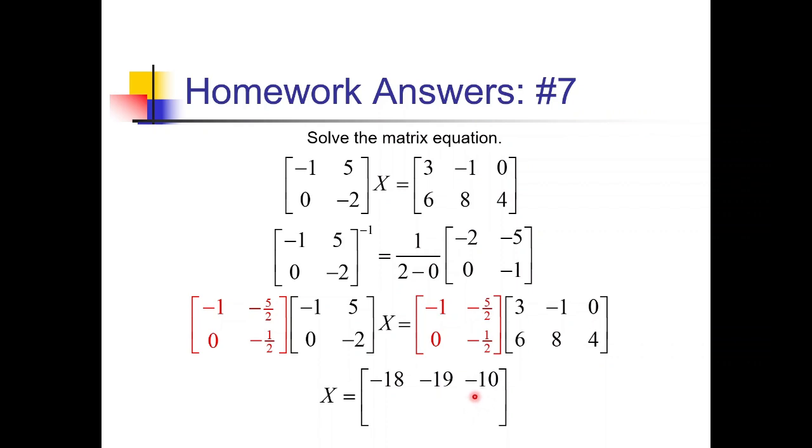Let's go through now and do the second row times each column. This will be even easier because we've got this 0 here. So 0 times 3 goes away. -1/2 and 6 gives us -3. 0 and 1 is gone. -1/2 and 8 is -4. And 0 and 0 is just gone. -1/2 of 4 is going to be -2. So there's our answer.